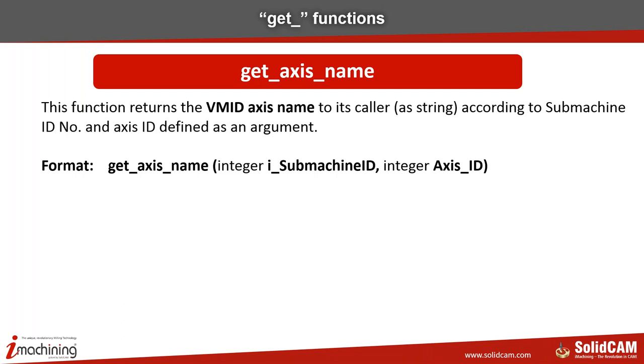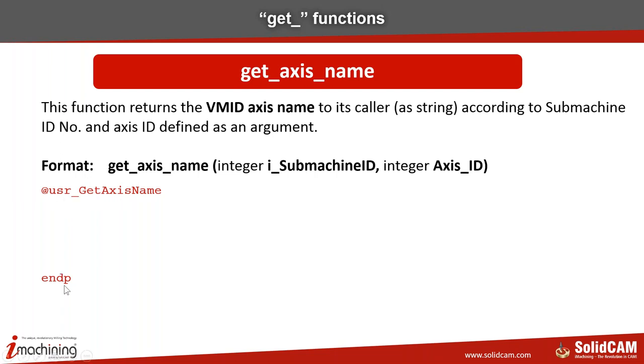Okay. For both you need the same arguments, and this is the output. Basically, you need to say what is the submachine and what is the axis ID. So okay, let me show you how you need to define it. This is the first function where you need to use more than one argument. So this is the first time we're actually using two arguments.